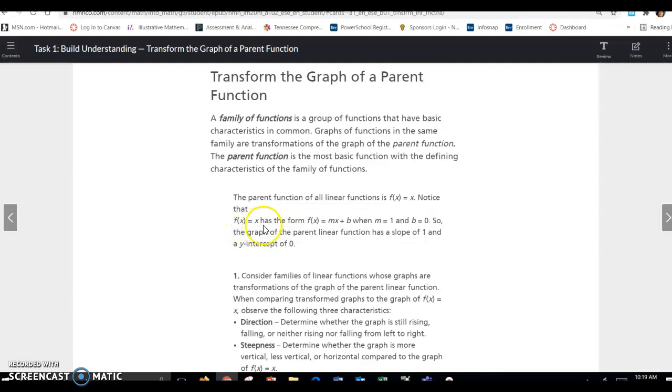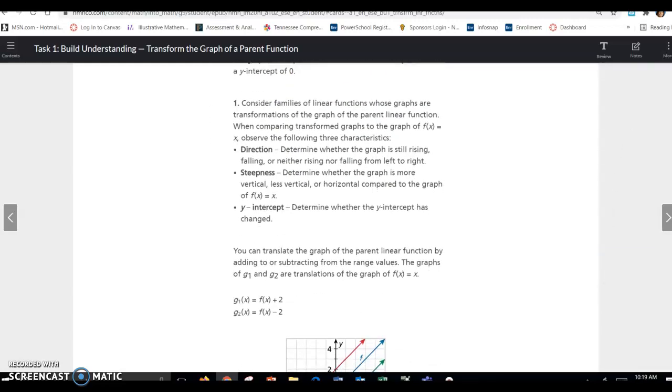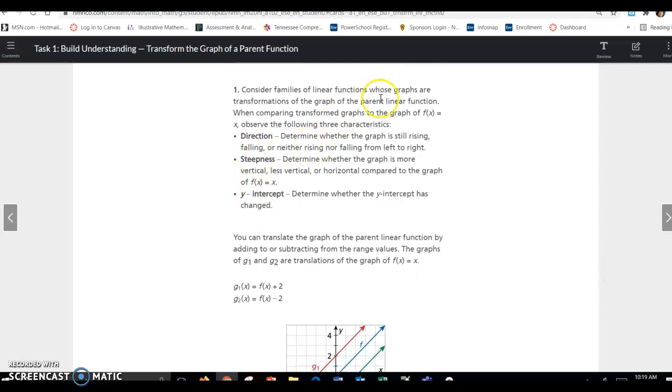Notice that f of x equals x has the form y equals mx plus b when your slope is 1 and your y-intercept is 0. So the graph of the parent function has a slope of 1 and a y-intercept of 0. Consider families of linear functions whose graphs are transformations of the graph of the parent linear function. When comparing transformed graphs of the graph of f of x equals x, observe the following 3 characteristics: your direction, your steepness, and your y-intercept.